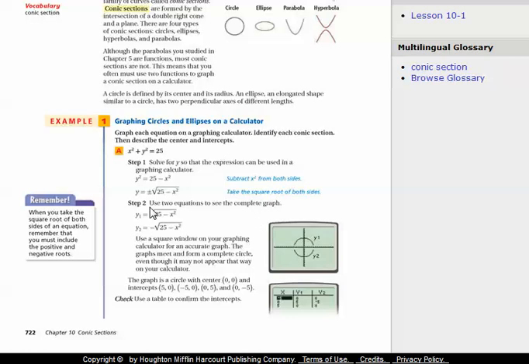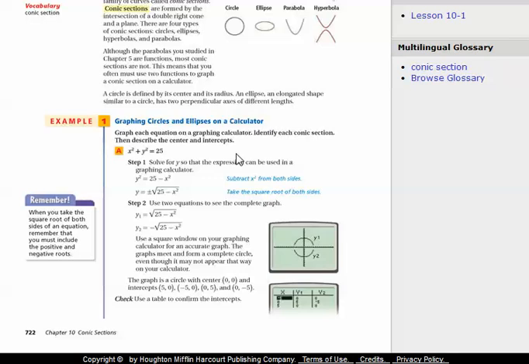In the first example, they're giving us an equation, and what we want to be able to do is use a graphing calculator to sketch the graph of this and figure out what conic section this is. With most graphing calculators, you have to solve for y in order to plug the equation in. So the first step here is solving for y, and notice that y is squared, so when you take the square root of both sides, you end up with a positive and negative side. You actually have to plug in both of those into your graphing calculator, the positive side and the negative side, and then what you end up with is this circle. If you're trying to find the intercepts, that just means where the graph crosses the x and y axis, and you can read from your graph where that happens.